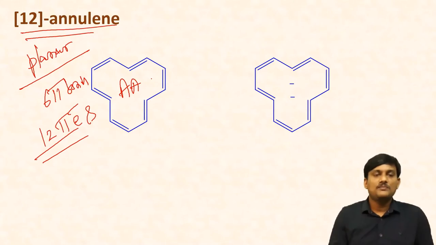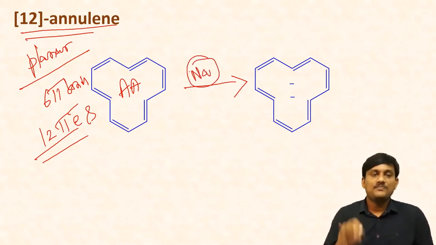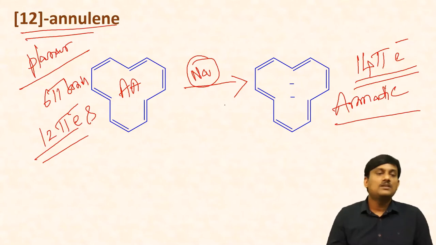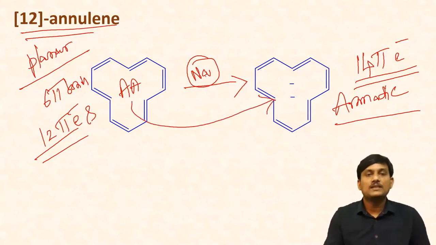Anti-aromatic is less stable. This anti-aromatic can be converted into aromatic by adding electrons. Suppose you treat with sodium or potassium, this adds 2 electrons. So the 12 pi system will become a 14 pi electron system. A planar 14 pi electron system is aromatic. So the less stable anti-aromatic can be converted into aromatic by using sodium or potassium metals.